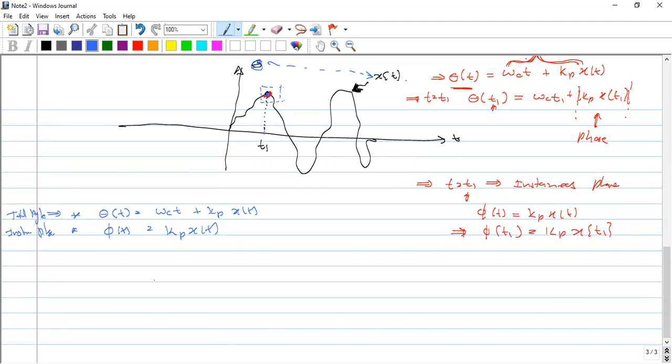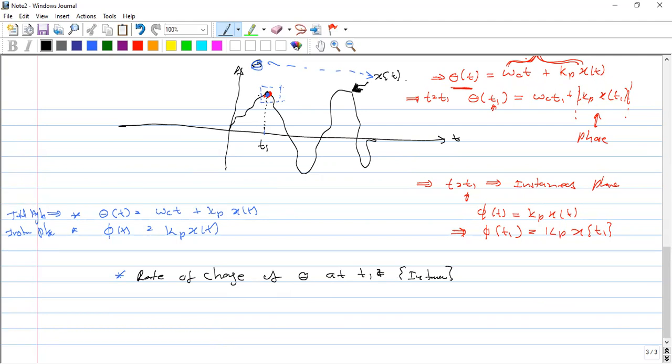Okay, so we want to find the rate of change of this theta, the total angle, at t1. Okay, at some instant. So t1 is some arbitrary instant. So you want to find the rate of change of this theta at some point. So how can you find it?